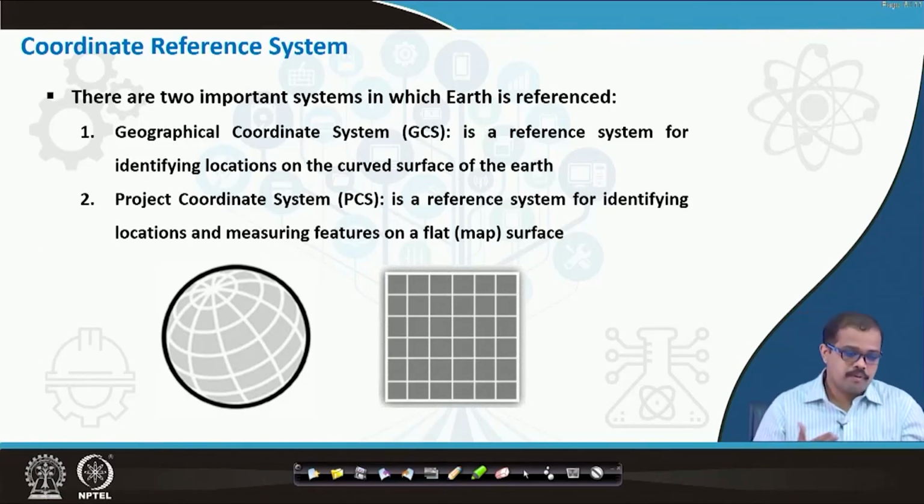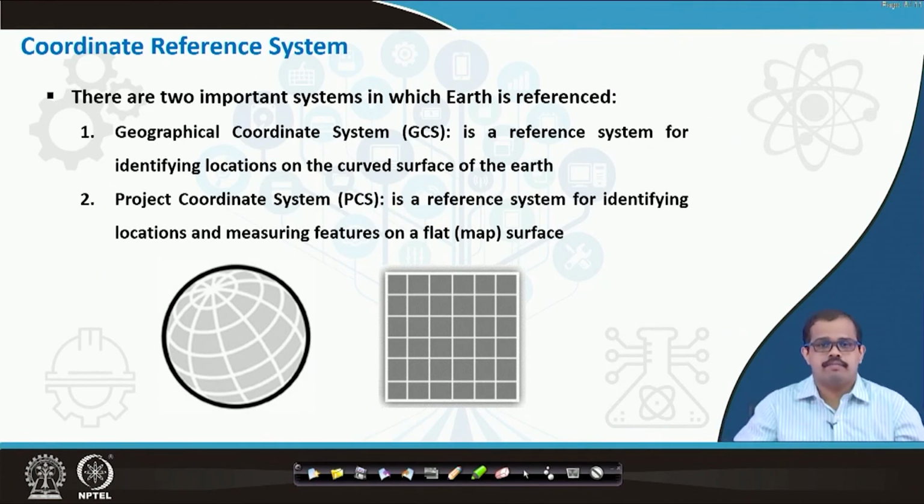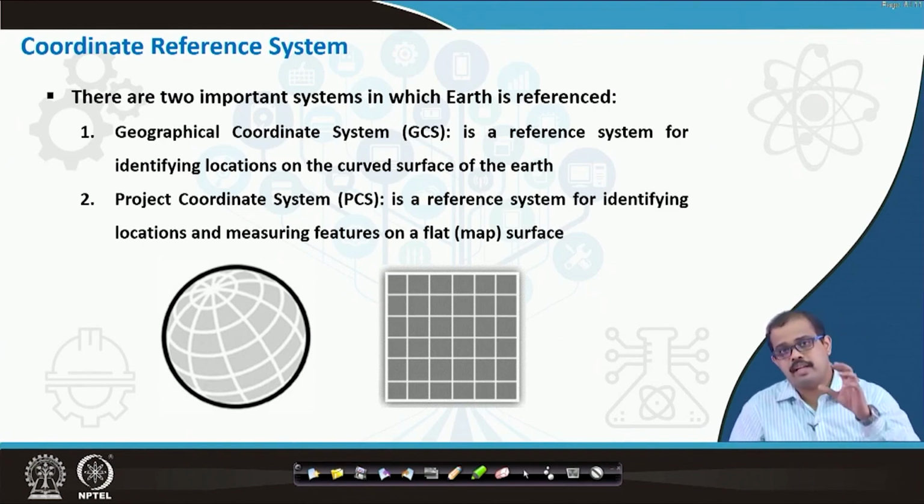One is called a geographical coordinate system, a system for identifying locations on the curved surface of the earth. The other is a projected coordinate system, a reference system to identify locations measured on a flat map. So when you see GCS, it is identifying location on the curved earth surface, and when you are looking at a PCS, a projected coordinate system, it is on a flat, 2D map. Keep this in mind, these are reference systems.